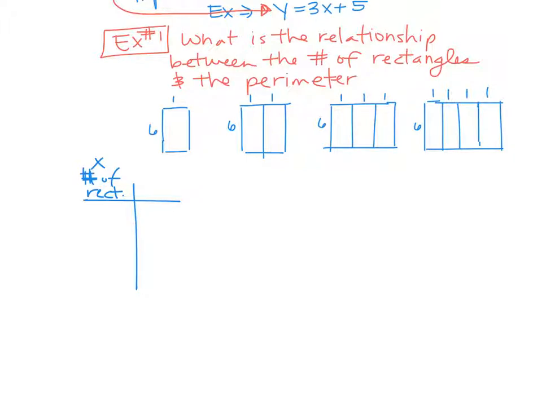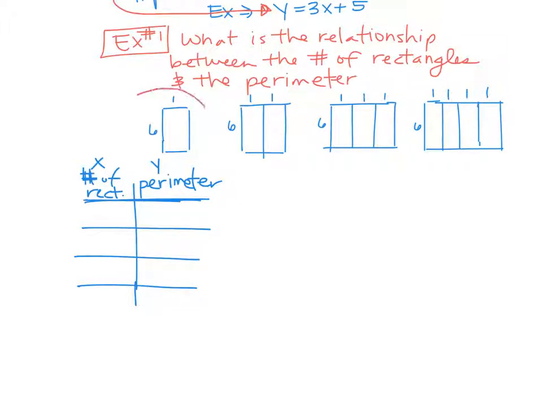And then my y is my perimeter. So let's just start with, we're going to make a chart for this. In this first picture, right here, how many rectangles do you see? 1, okay? So when there's 1 rectangle, what's my perimeter? Not 6, the whole distance around. It would be 14, right?